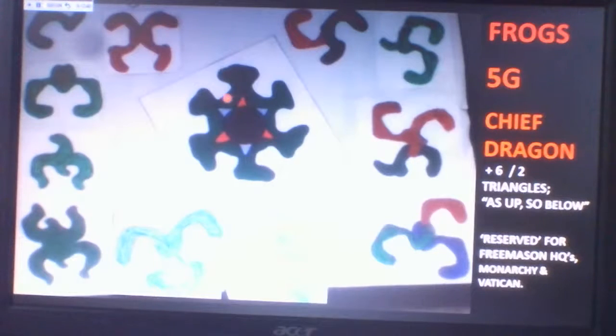Now, when I use 6, this is the only thing you can get with a 6. You have to join the tails of the G together. I'll show you how it's done. And when I did that, I got this chief dragon. This chief dragon is reserved for use only in Freemason headquarters, the monarchy, and the Vatican. Also, it generated these triangles. I did not draw it in. It generated it. You will see how it's done.